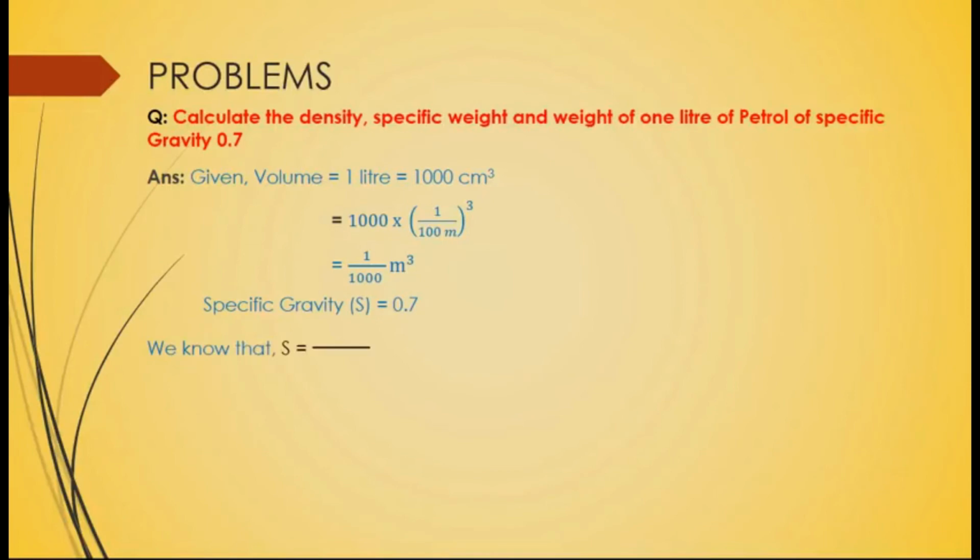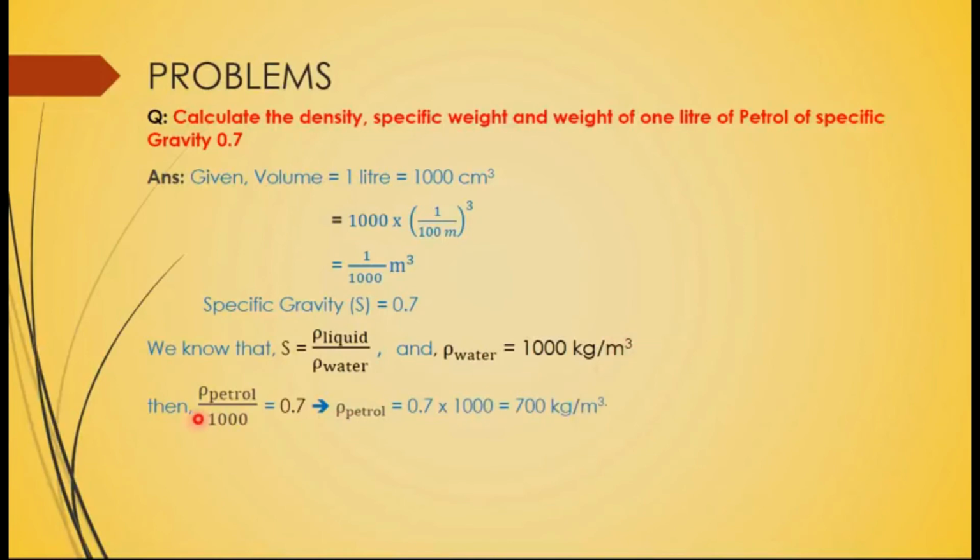So specific gravity is rho liquid by rho water, and rho water, whether they have given it or not, is 1000 kg per meter cube. If we substitute, rho petrol by 1000 is equal to 0.7, the specific gravity. So rho petrol we can get as 0.7 into 1000, that is 700 kg per meter cube. So the density of petrol we got as 700 kg per meter cube. So the first one we got.